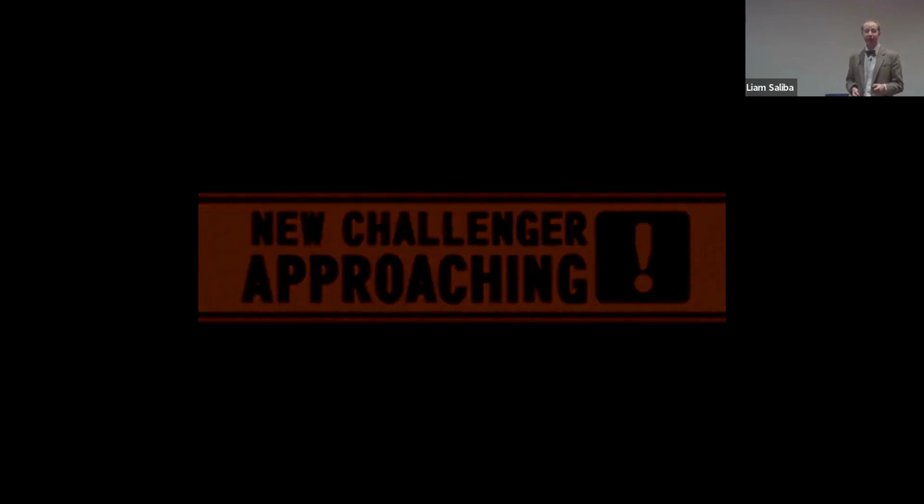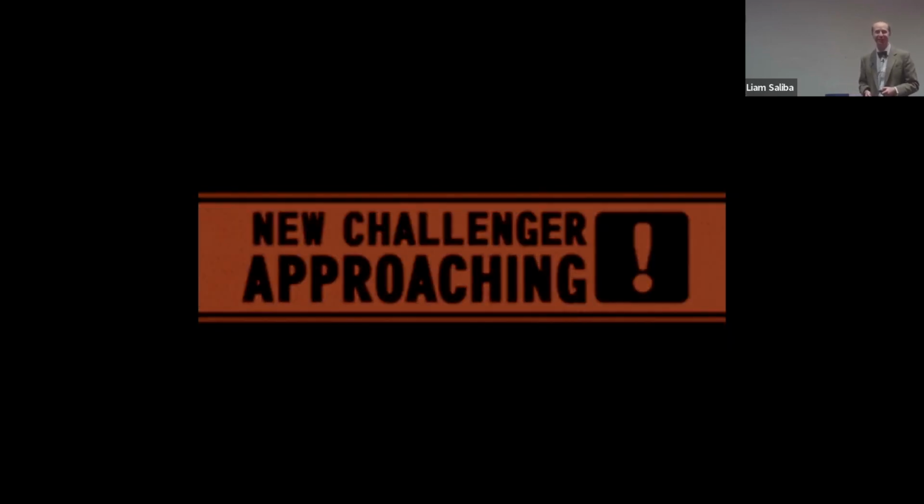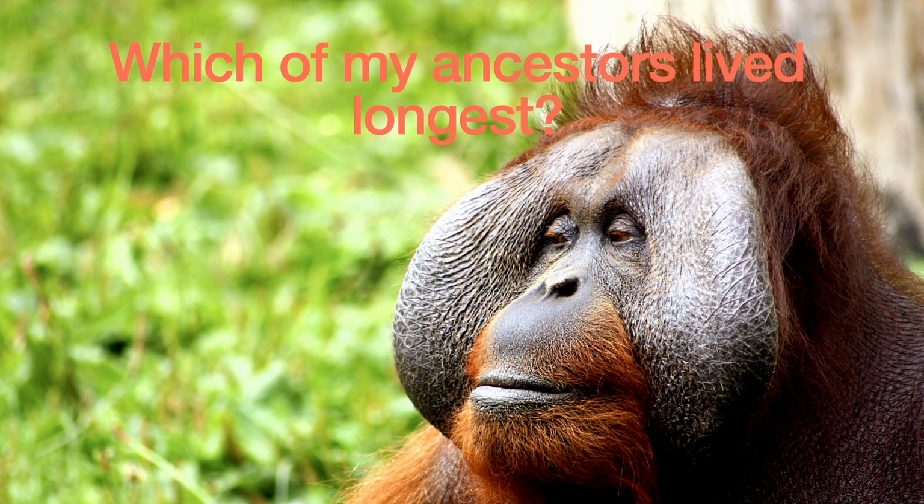So we have a new challenger approaching for our data structure. Linked lists were great when our data is one-dimensional. When things are in some kind of order, like a queue, like Hamilton tickets, that was great. But there are a lot of things in life that aren't one-dimensional.